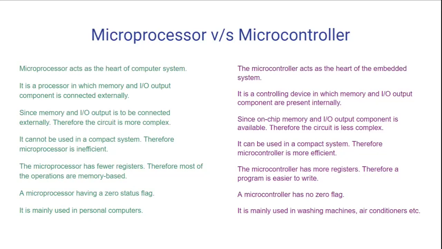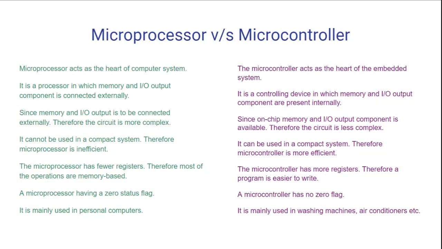Let's talk about microprocessor and microcontroller, as well as compare these two. Microprocessor acts as the heart of a computer system, whereas microcontroller acts as the heart of the embedded system. Microprocessor should be connected to input and output components and memory externally, but in case of microcontroller, it has inbuilt or internally present input-output components and memory.